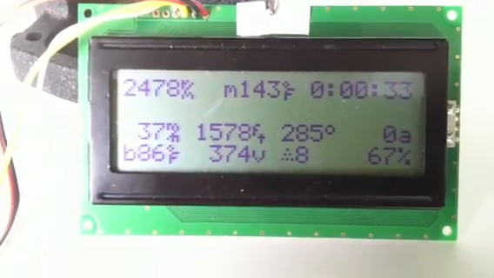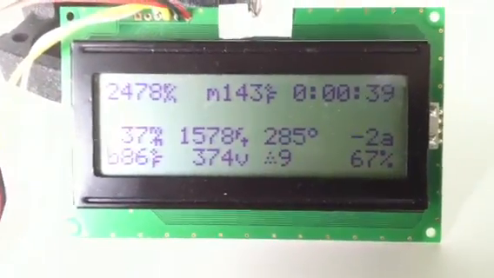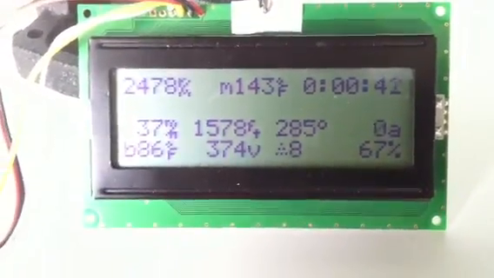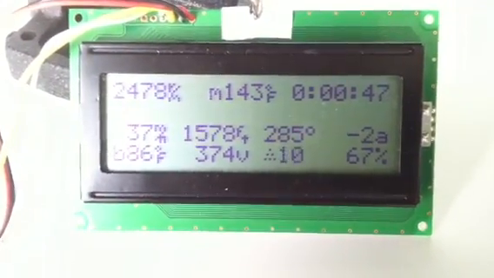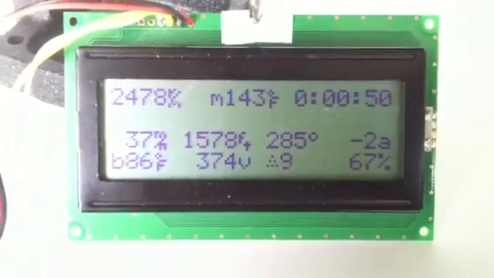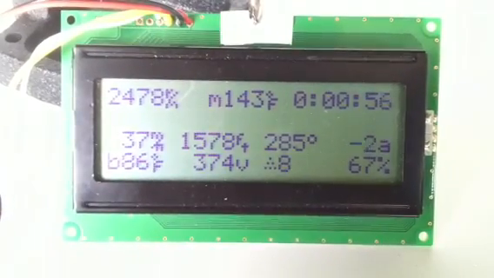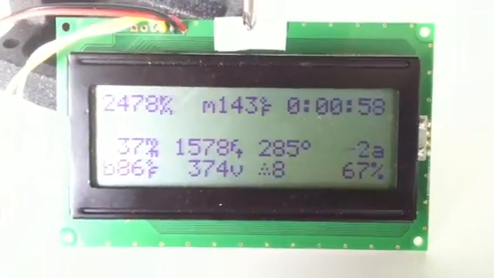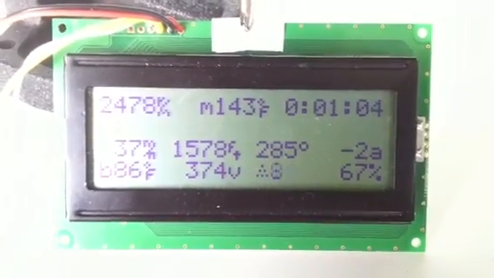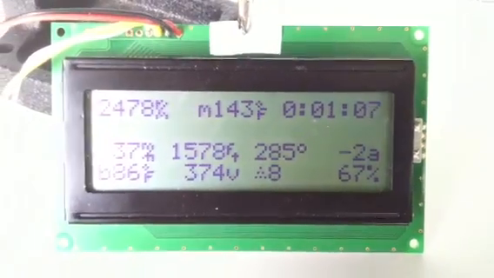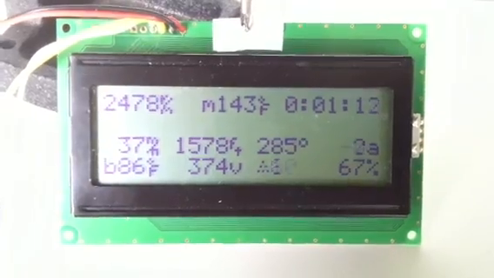And 1578 feet above sea level and a 285 degree course line. And then we come to the real numbers right now. That's the amps that will be going to the motor. And then the bottom line is the battery being monitored at 86 degrees. The lowest cell in the whole battery pack is 3.74 volts, with a delta V of 8 millivolts between all the cells in the bus. And then the 67% tells you how much energy you've got remaining for the flight.